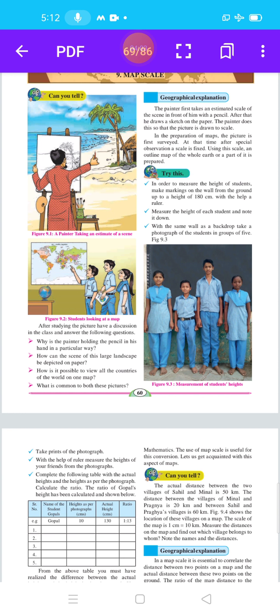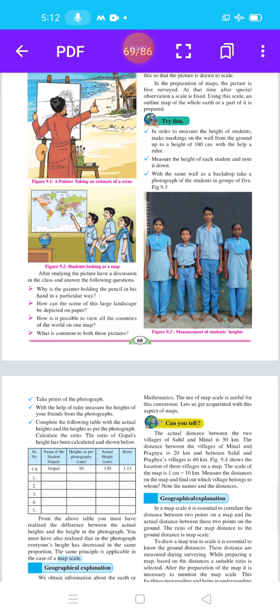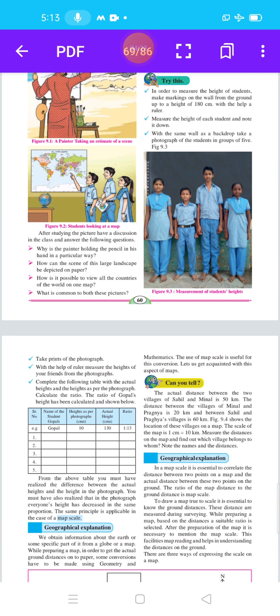The actual distance between the two villages of Sahil and Meenal is 50 kilometers. The distance between the villages of Meenal and Pragya is 20 kilometers, and between Sahil and Pragya's villages is 60 kilometers. Figure 9.4 shows the location of these villages on the map. The scale of the map is 1 centimeter equal to 10 kilometers.